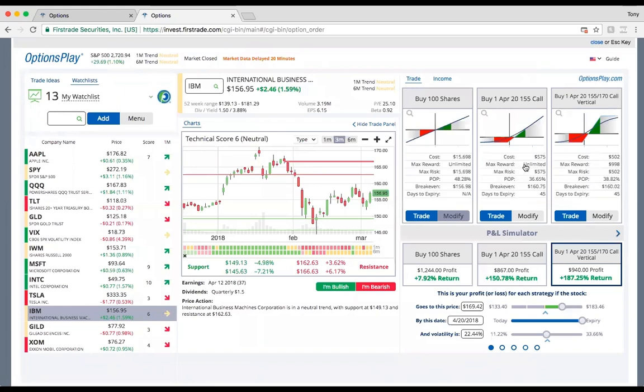So for example, if we bought this call on IBM, the break-even price is 160.75. What we're basically saying is, based on the current volatility of the stock, what is the probability that in 45 days the stock's going to be above 160.75? And that's how we get the probability of 36.65%, meaning there's a 36% chance that the stock will be above 160.75 and about a 64% chance that it'll be below that price.